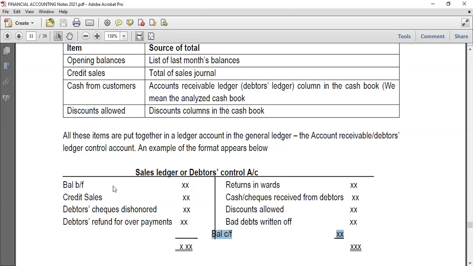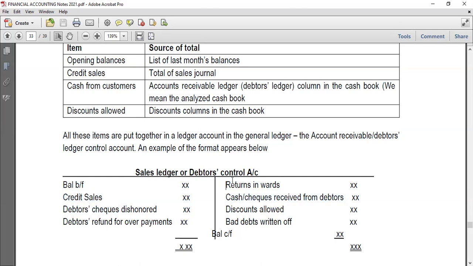So that shouldn't confuse. Balance brought forward should be on this side, and balance carried forward should be on this other side. Now, once we understand the balances, ours is now to ask ourselves, what increases our debtors? What are some of the things that increase our debtors? The things that increase your debtors are things that are put on the debit side. Anything that increases your debtors is what is put on the debit side.